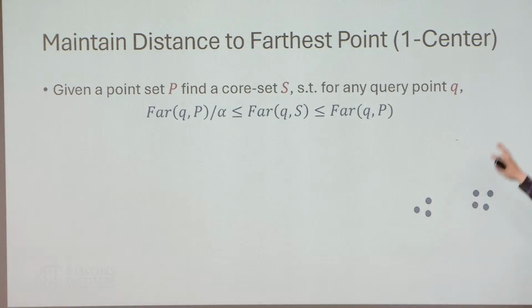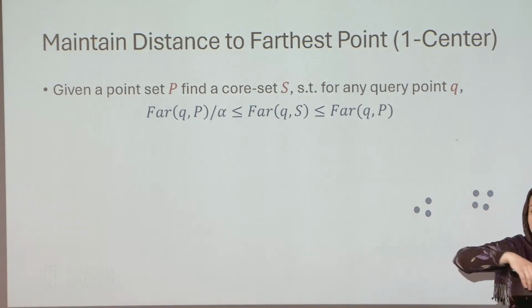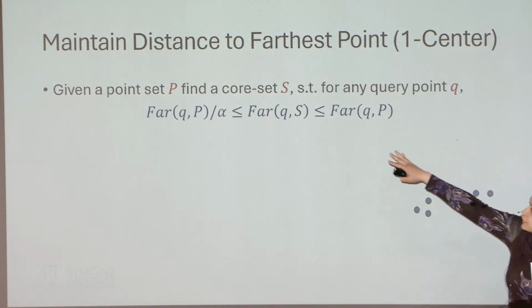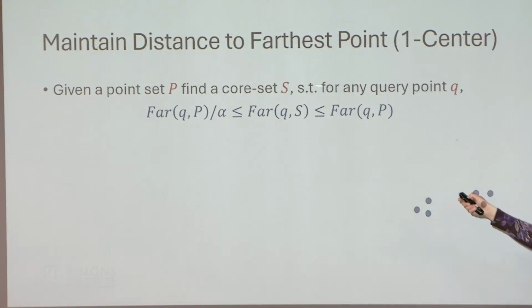Okay, so maybe one of the simplest problems for clustering is just one center. In one center, you just want to find a point that best approximates your data. And a coreset for one center is the following. You want to compute a small subset, S, of your data set such that later on, whatever query comes, you can approximate from this coreset the maximum distance to all the points in the data set.